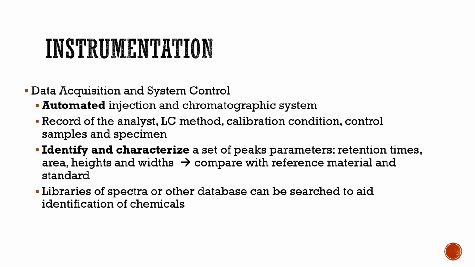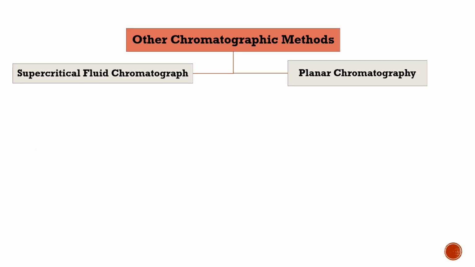Then we come to the data acquisition and data system. It is for automation and overall control of the chromatographic system. It will record the analyst and LC method, the calibration, the control samples. It will help you identify and characterize. Yani, even the system can identify and tell you what compounds you're getting. There are libraries of spectra or other databases that can be searched to aid identification of the chemicals. So by now we finished talking about the common liquid chromatographies.